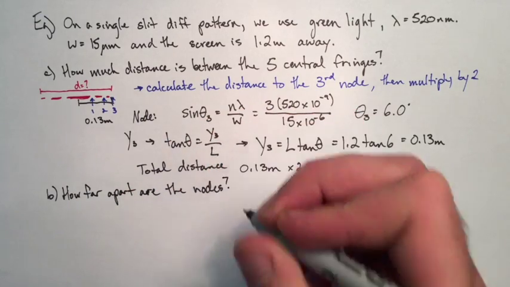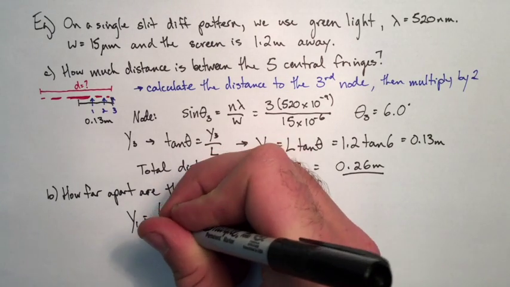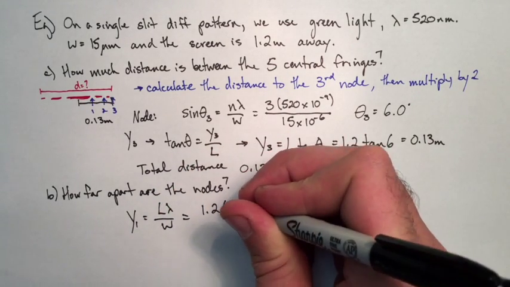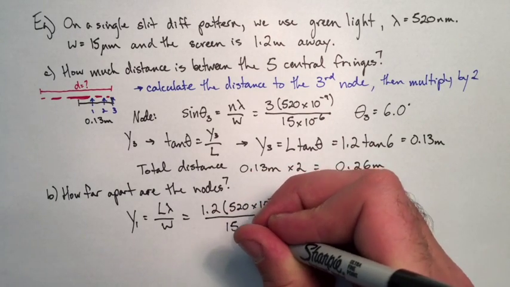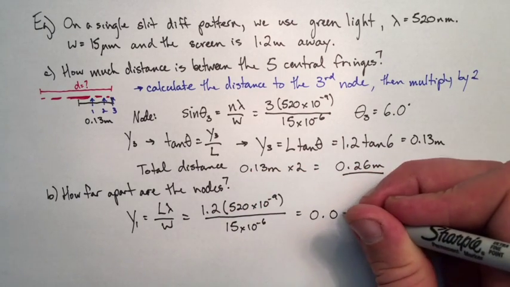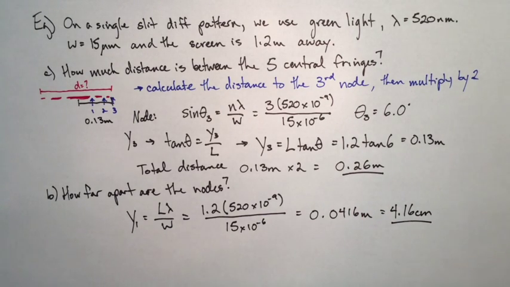Well, let's just find the distance to the first node, and that should be our distance between all the nodes on one of the sides. So using that formula there, when we put all of our values in, the distance to the first node ends up being 0.0416 meters or 4.16 centimeters.